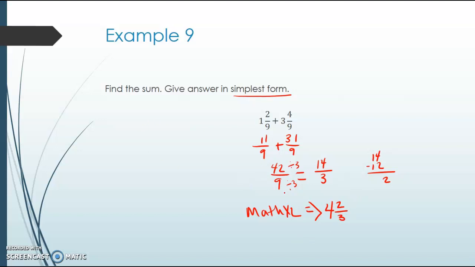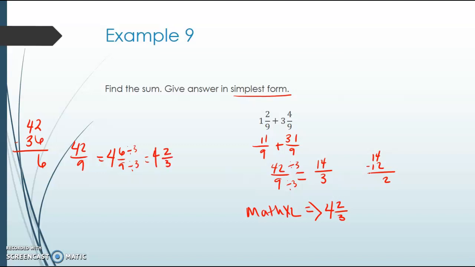Just so that you see it, if we were to do it with the 42 ninths, 9 goes into 42 4 times, and 9 times 4 is 36. And when we subtract that, we end up with 6. So we'd have 4 and 6 ninths. But the 6 ninths is not reduced all the way. 3 goes into both of those. And so we would end up with 4 and 2 thirds.